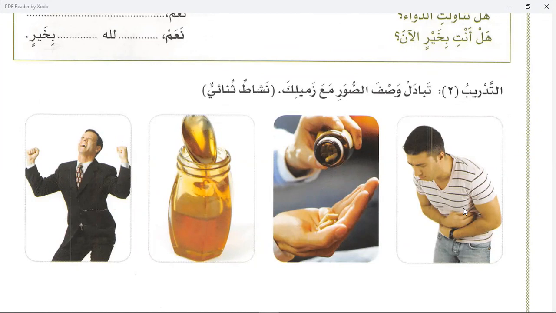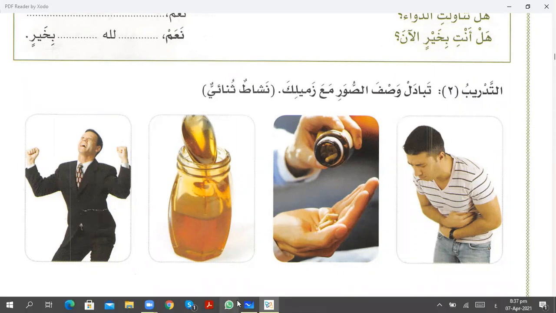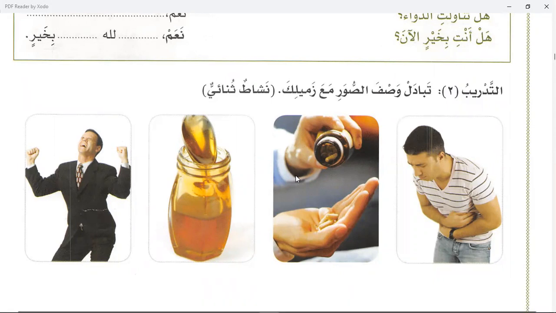Ashurina fi batni. Ashurina. Ashuru. We don't have any word. Ashurina. Ashuru. Then, had you taken the medicine? Hal anta tanawalul dawa. It is a past sentence, so we need a past word. Hal anti, hal tanawaltid dawaa. Hal tanawaltid dawaa. And they will say, no, I did not take any medicine.